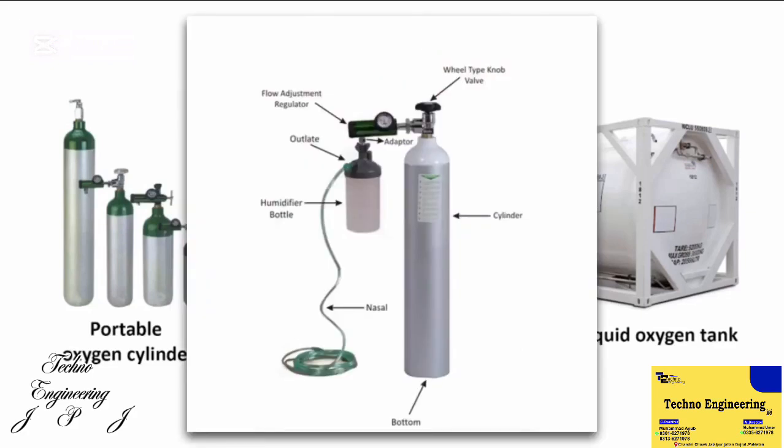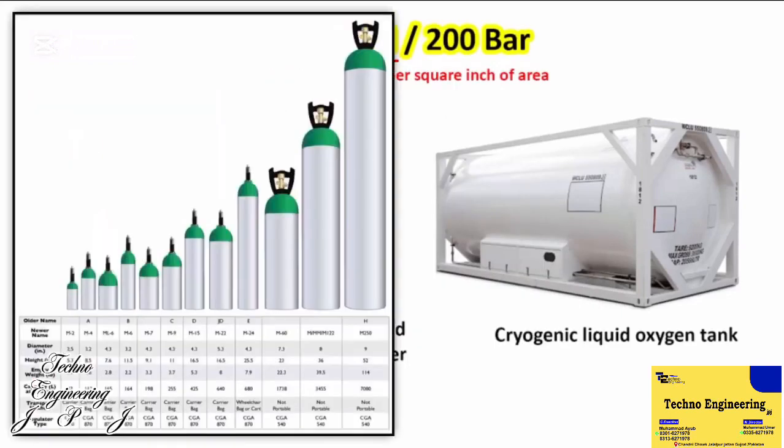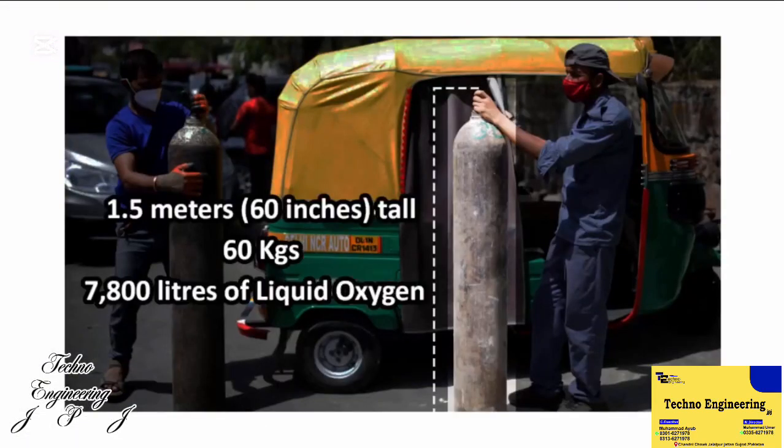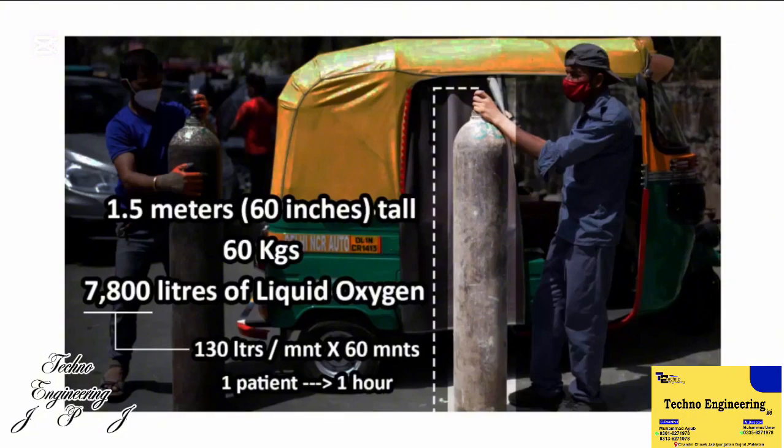These cylinders come with a pressure regulator that allows you to set the output pressure. A patient in hospital needs around 50 psi, which allows slow supply of oxygen. Oxygen cylinders come in different sizes and can be pretty heavy. The largest size is around 1.5 meters tall and contains over 7,800 liters of liquid oxygen. Today, a patient in a hospital can require up to 130 liters of oxygen per minute. That means a large cylinder would last about an hour.